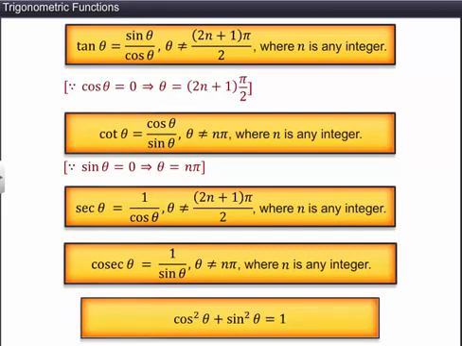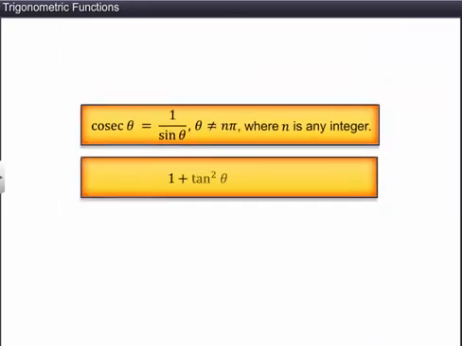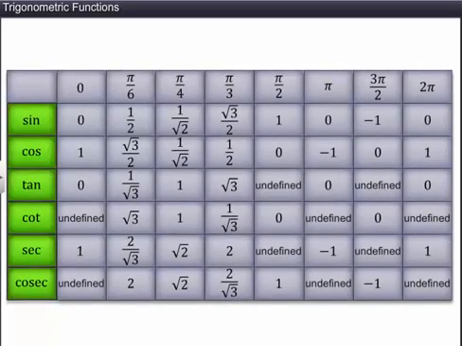Using the above four trigonometric functions and the result sin square theta plus cos square theta is equal to 1, we can arrive at two more results that you have already studied in earlier classes. 1 plus tan square theta is equal to sec square theta, and 1 plus cot square theta is equal to cosec square theta. The table here shows the values of trigonometric functions for some standard angles.